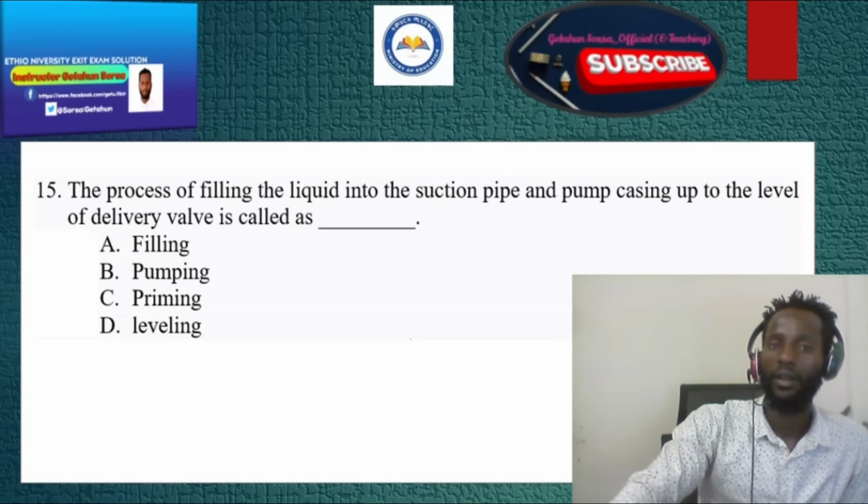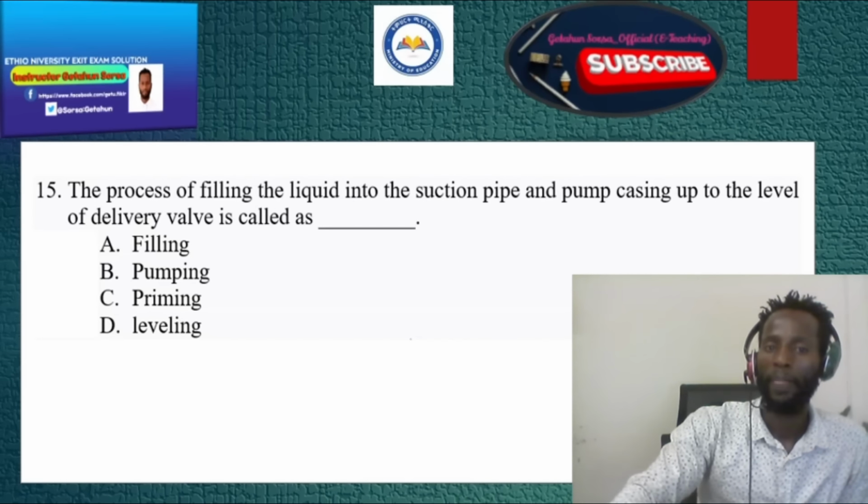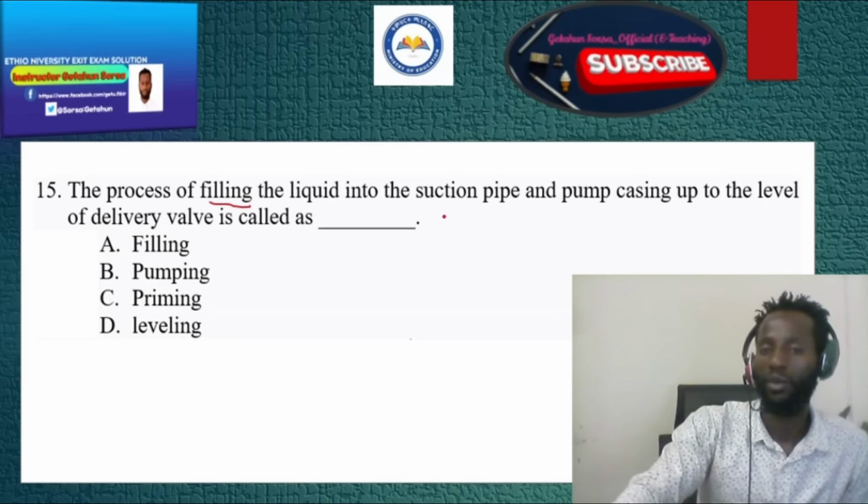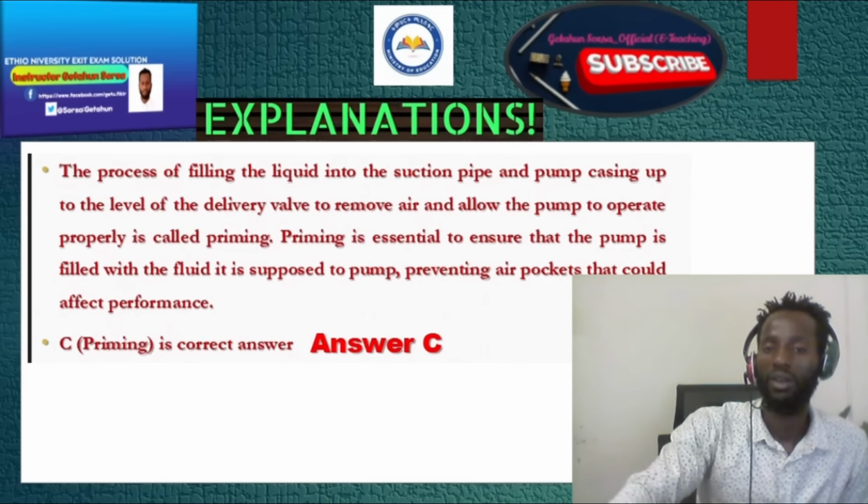Okay. The next question: the process of filling the liquid into the suction pipe and pump casing up to the level of the delivery valve is called A. filling, B. pumping, C. priming, D. leveling. So what is the process when we fill the liquid into the suction pipe? Similarly, let us see the discussion.